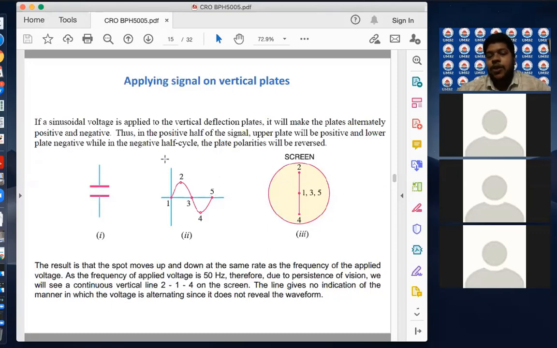That is why we give a constant voltage on a horizontal plate so that it can move constantly in this direction. Horizontally it can move.